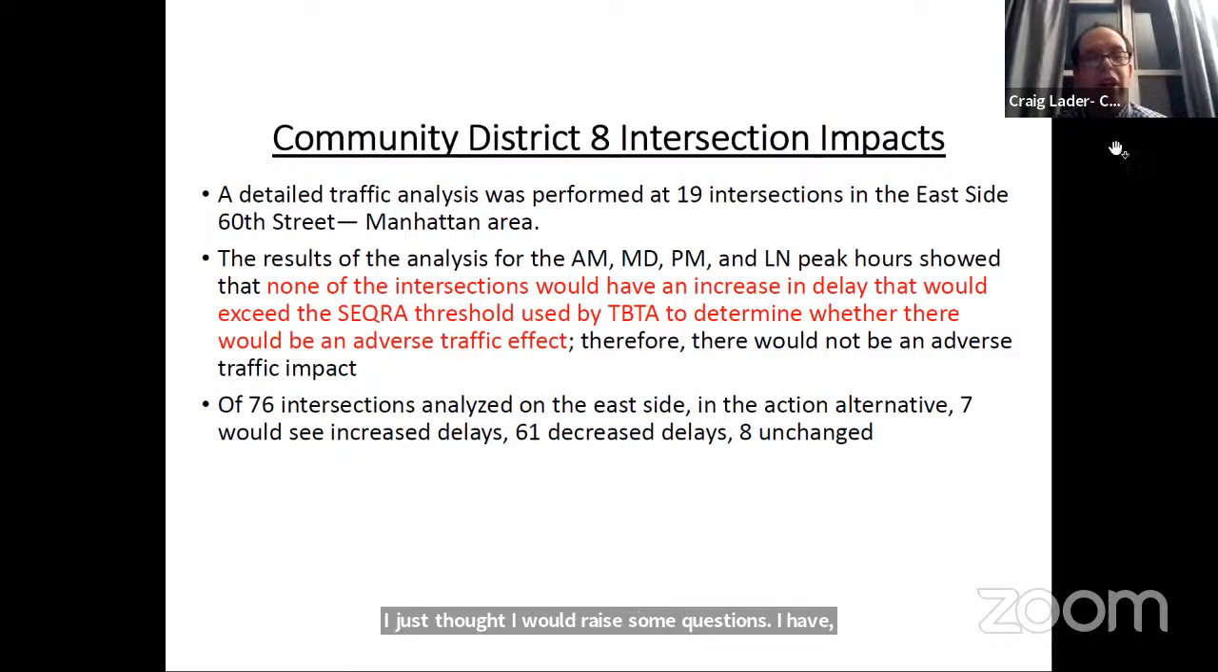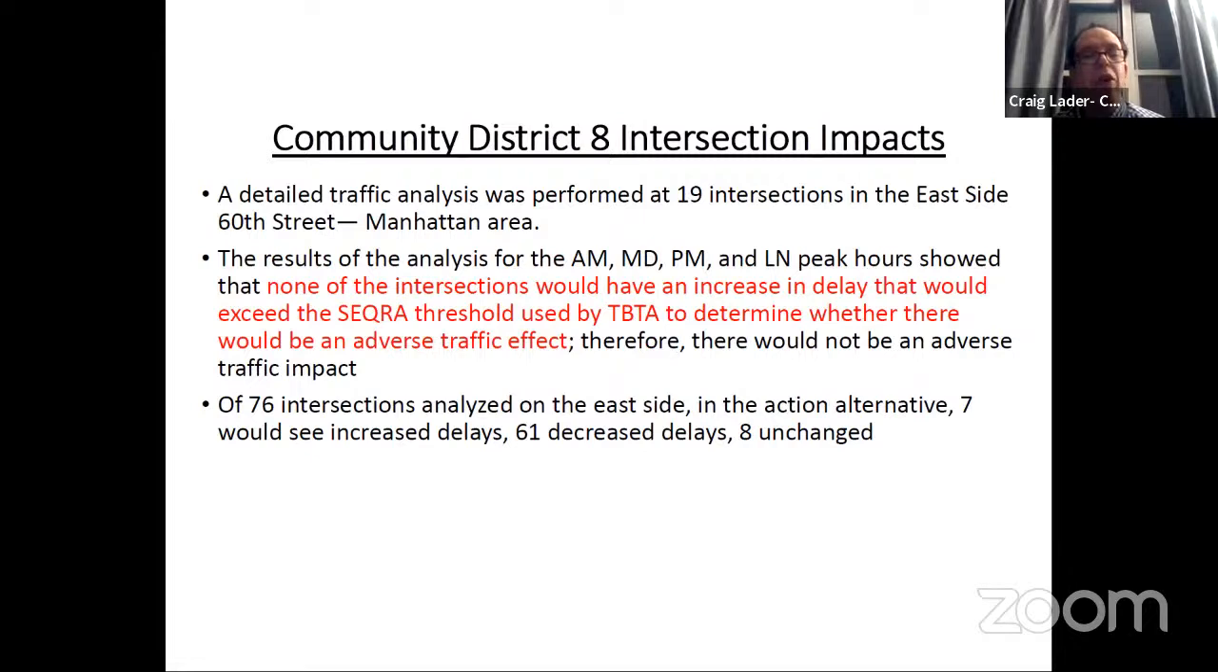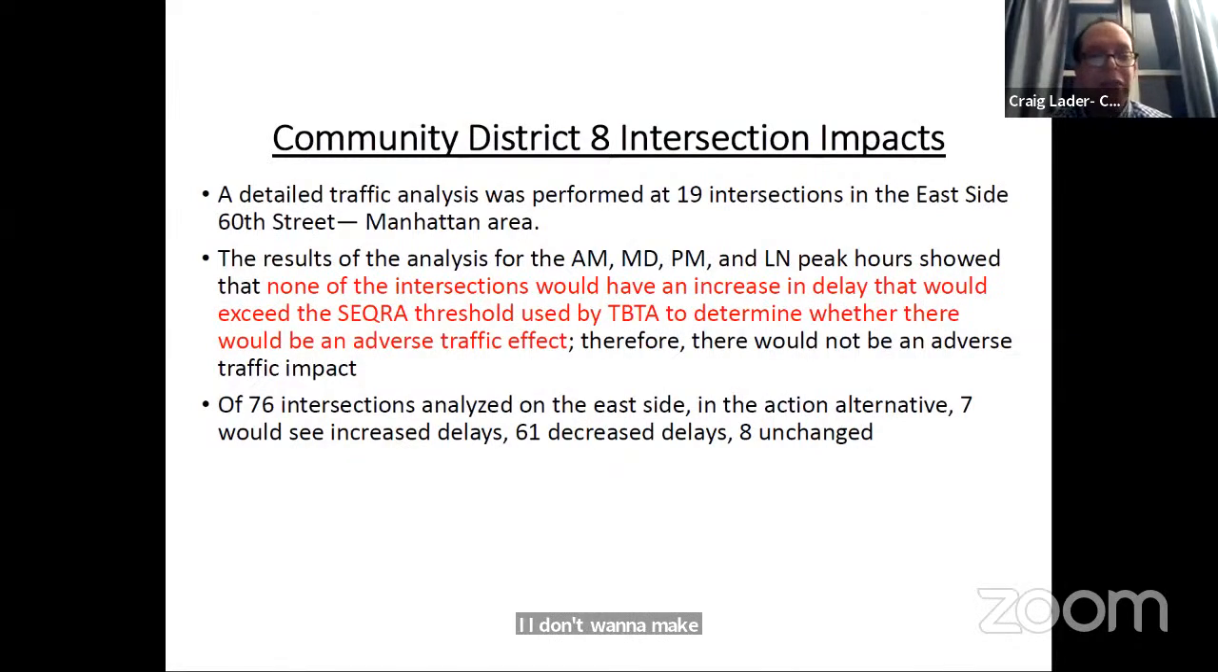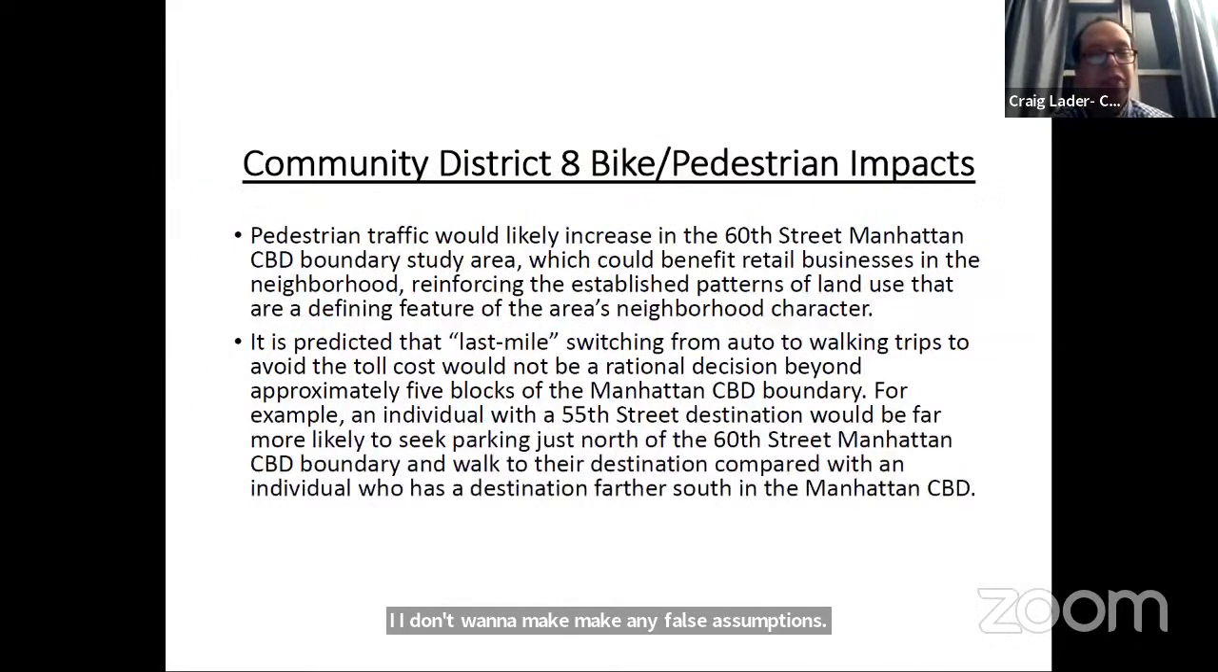Yeah, and I know I'm blanking on exactly when the environmental assessment modeling was performed and what data it was based off of. I thought it was pre-pandemic data, but I don't recall entirely, so don't quote me on that. I'm better off not speculating the answer to your question. I have some theories just from experience, but I don't want to make any false assumptions there. All right, next slide, please.